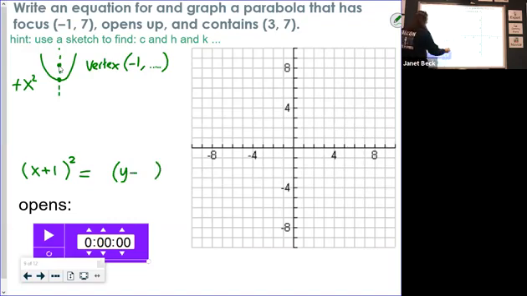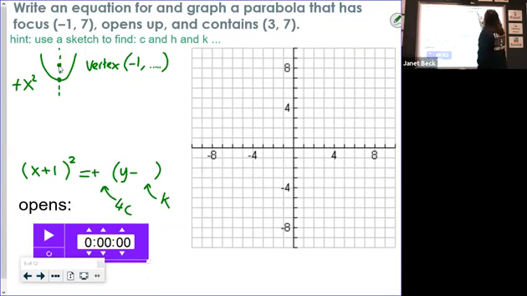So what I still need to know is my k, and I need to know my 4c. I do know that 4c is going to be positive, not negative. So you've already got a lot of points there for writing an equation just from that thinking. Now let's see what else we've been given. We've got the point as well.